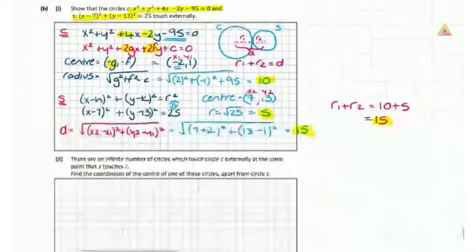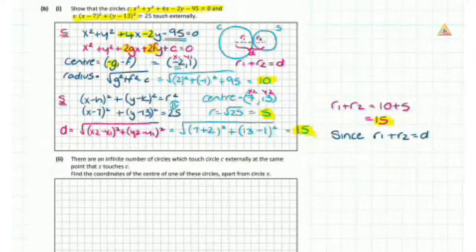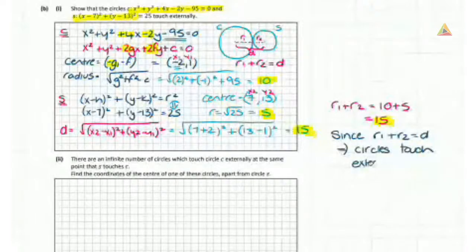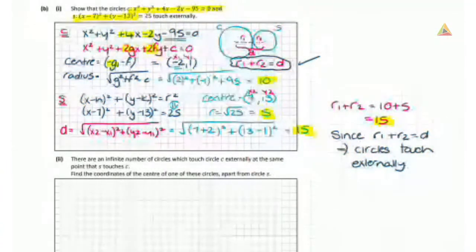So to finalise, to answer the question, since R1 plus R2 is equal to D, therefore the circles touch, and they touch externally. So not only do they touch, but we've proven, because we've used this formula up here, that they touch externally in this case. Okay?